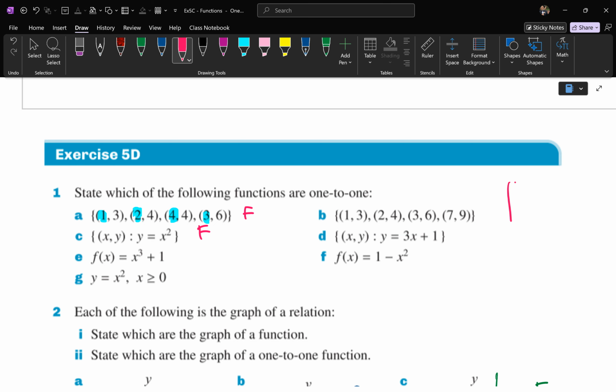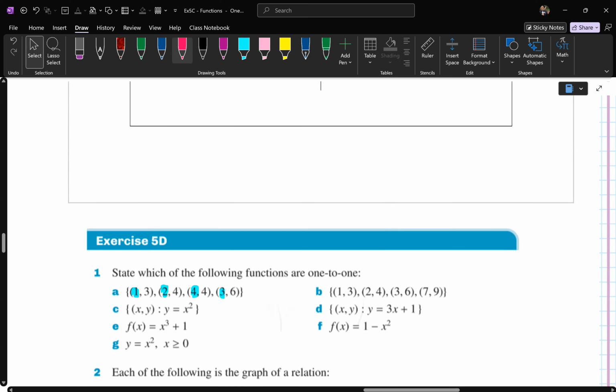So for every x, think of the machine. I put a 1, I only get 3. I put a 2, I get a 4. So they're all different. Each one is a different value. Okay, as long as it's 1 for 1, it's okay. All right, team, so that's exercise 5D that I'm showing you right here. So if you can tell if it's a function or a relation.